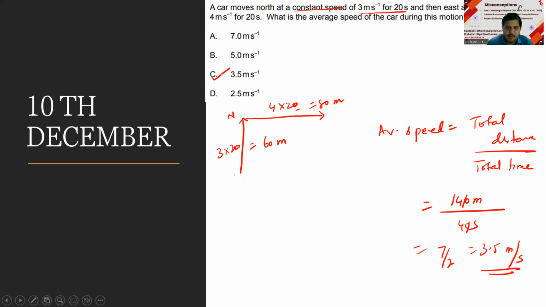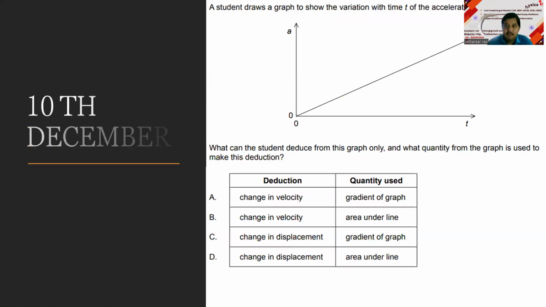Okay. Now let us move on to the next one. That was a straightforward problem. Now, a student draws a graph to show the variation with time t of the acceleration a of an object. Okay, an a-t graph has been given to you. What can the student deduce from this graph, and what quantity from the graph is used to make this deduction? Now, whenever an a-t graph is given, you cannot find the force. Why can you not find the force? Because m into a is the force, and there's no mass given here. The force is continuously varying out here. You cannot do that.